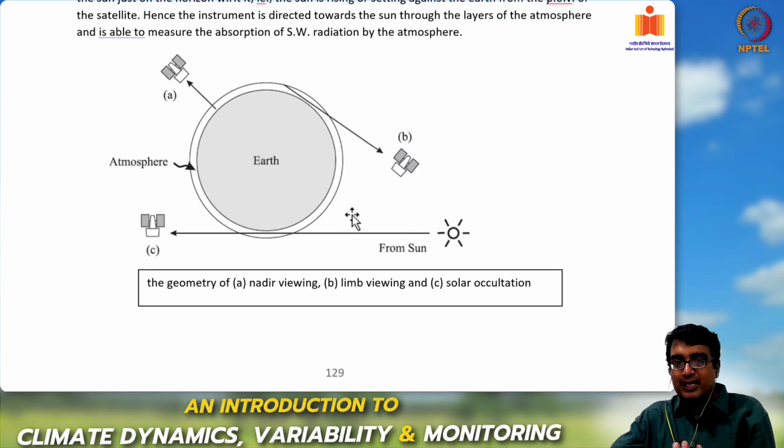The disadvantage is this satellite has to be very well positioned. Even if there is a small deviation, this tangent can move by several kilometers. A small deviation down by a few hundredths of a degree, and this will go down by 500 meters or 1000 meters. So the satellite positioning has to be exactly accurate.